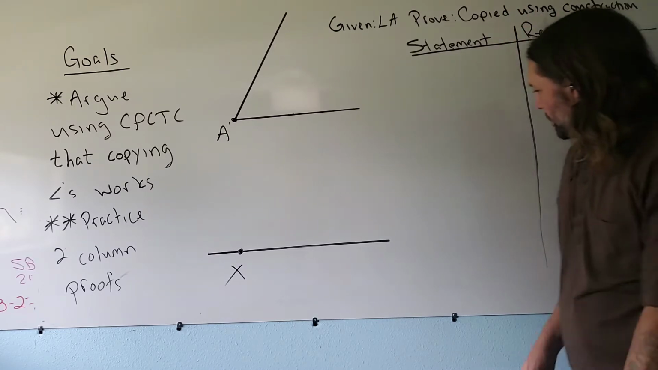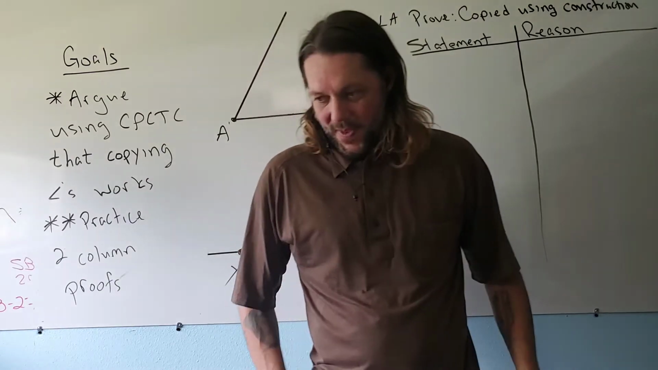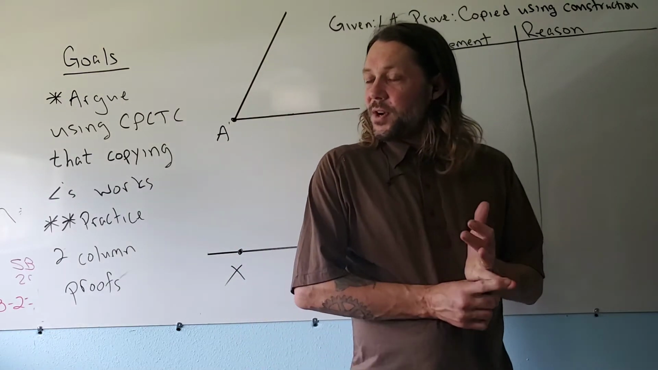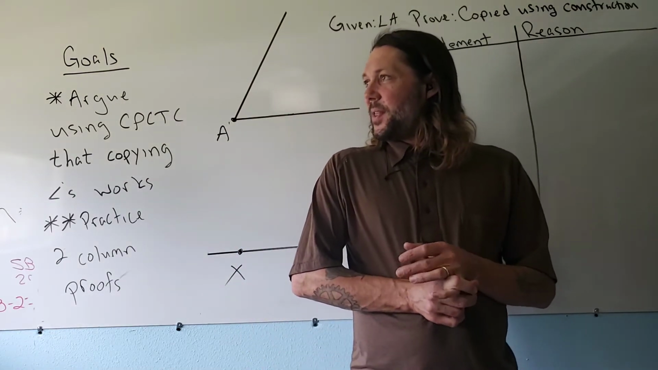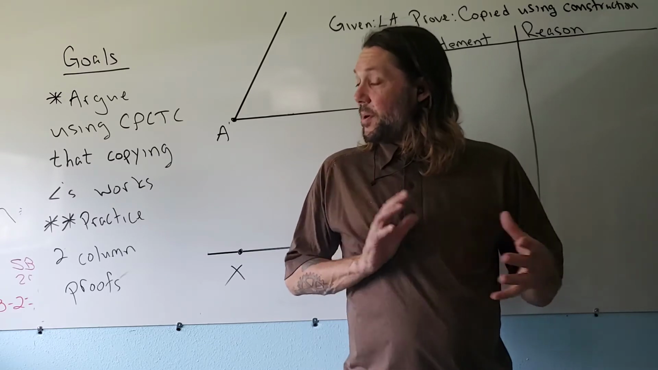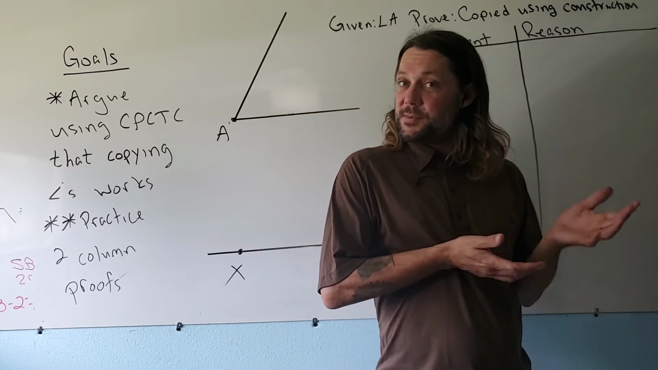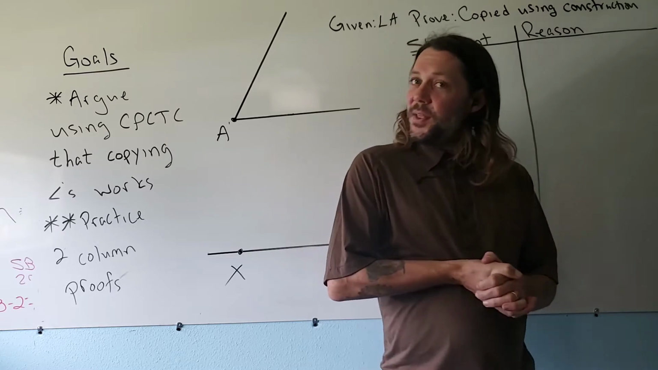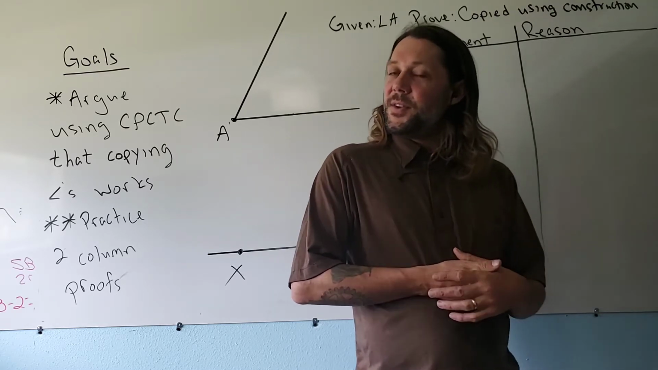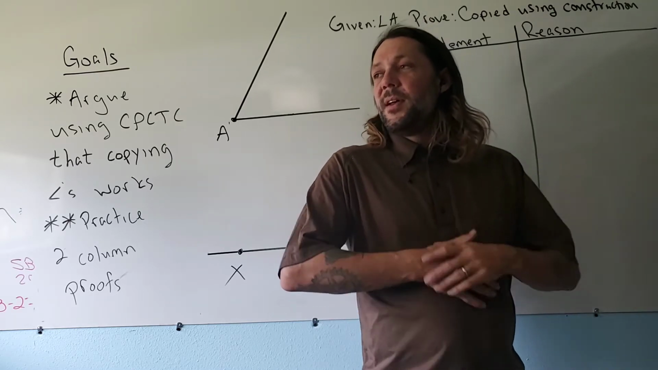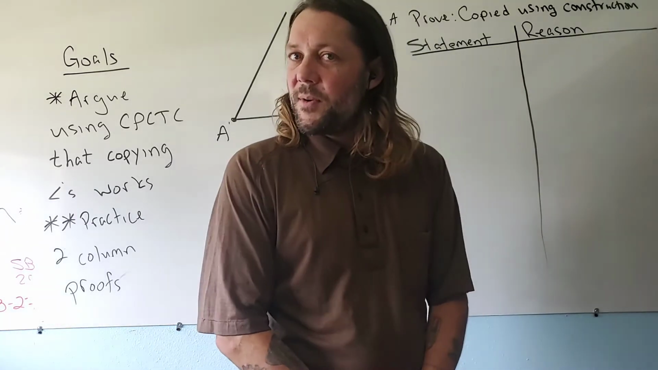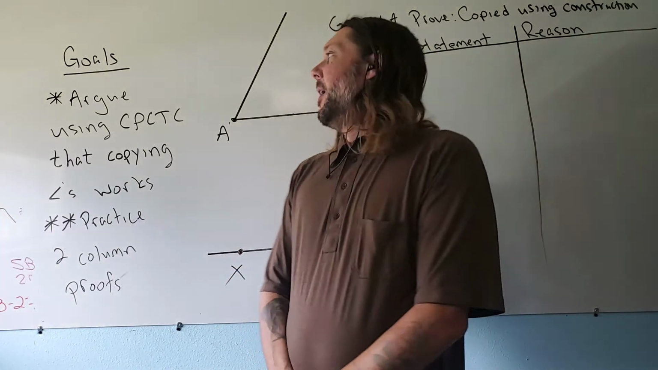And so again, the structure of my argument is that I'm going to build two identical triangles, and then I'm going to say that because I have identical triangles, the parts that make up those triangles themselves must be the same. And we're going to see that the angle that was copied is in the same position as my new angle, and therefore we can conclude that we've actually created an identical angle.